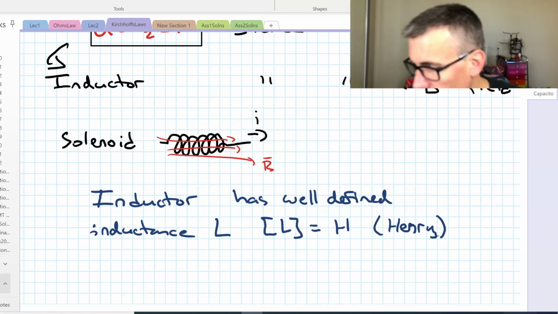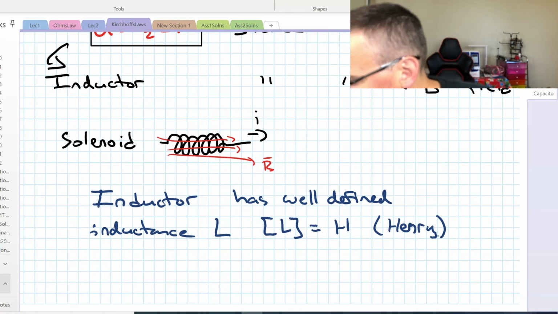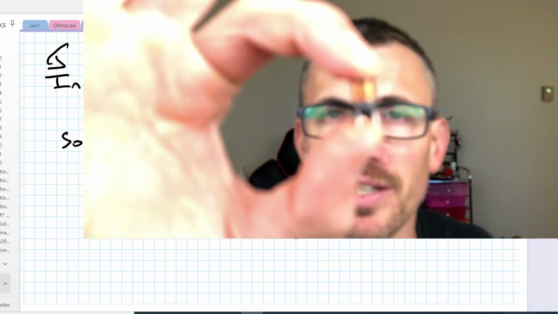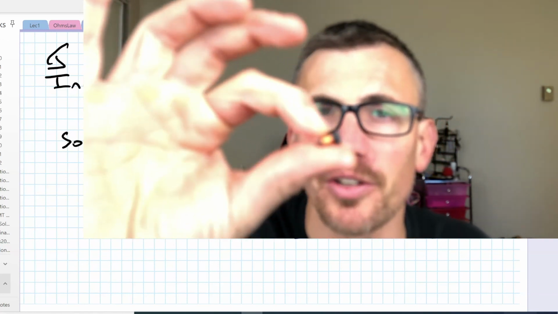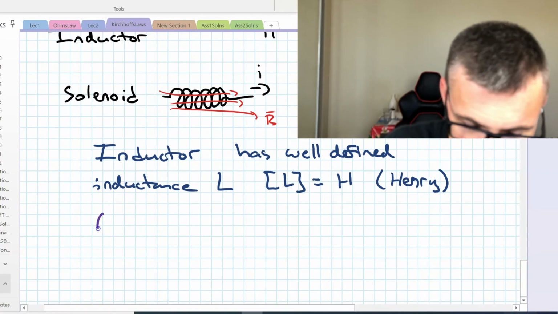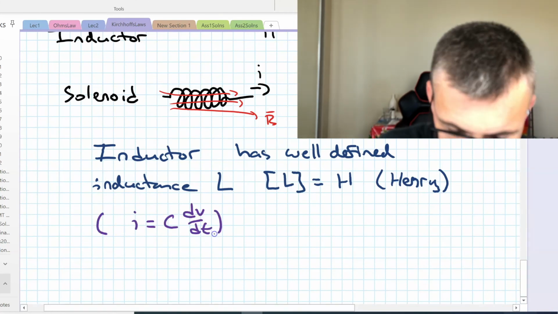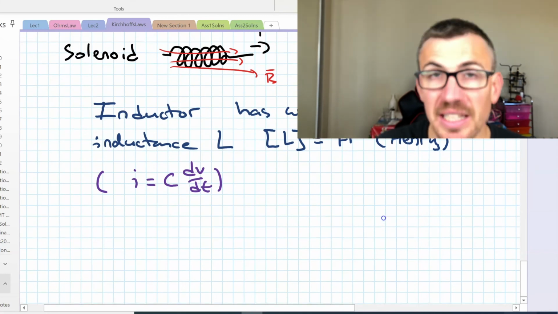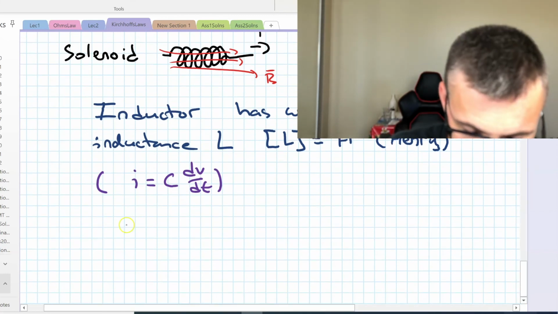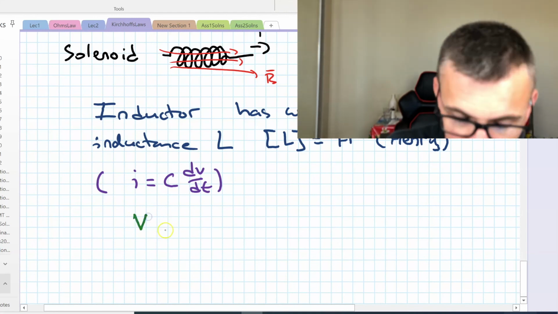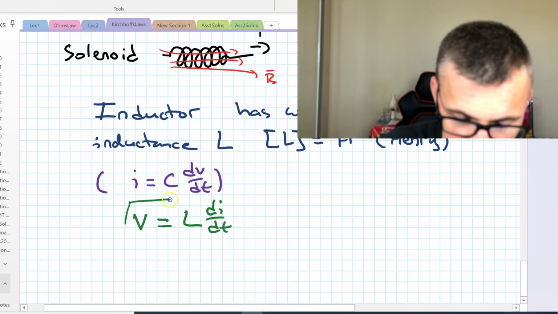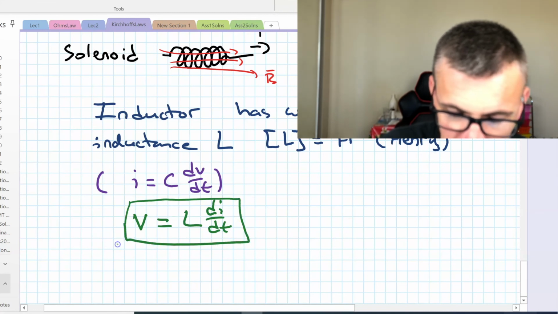In fact, I have an inductor lying around here, which is literally a coil of wire. This is a 1 millihenry inductor here, and we can plug it directly into a circuit board. So before, just in brackets, we had, for capacitors, I is equal to C dV by dt. For an inductance, we're going to have V through the inductor is equal to L di by dt. That's the equation defining an inductor.